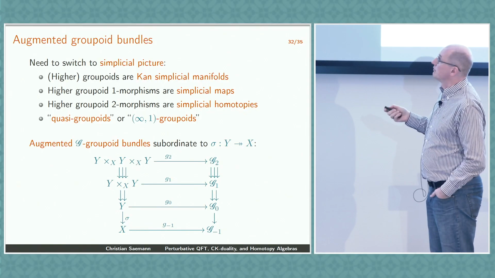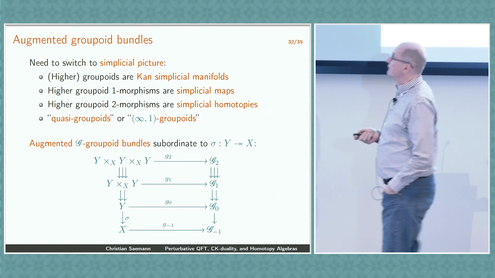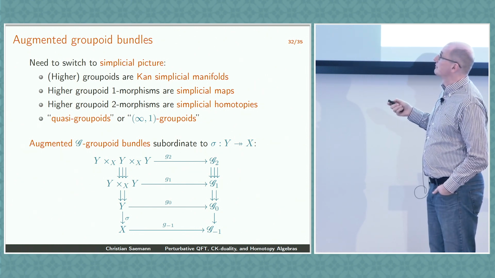And the way to look at global 0-forms, right, they are not patched together anymore, they're globally defined, is that you should actually look at an augmented Lie-2 groupoid bundle with connection. Let me briefly mention how you do this. First of all, for the experts, you describe them as Kan simplicial manifolds and higher groupoid one-morphisms or simplicial maps, simplicial homotopies, right?